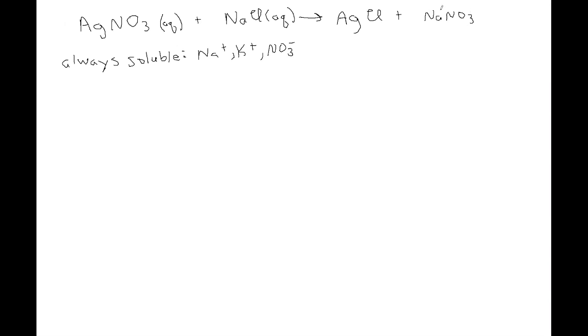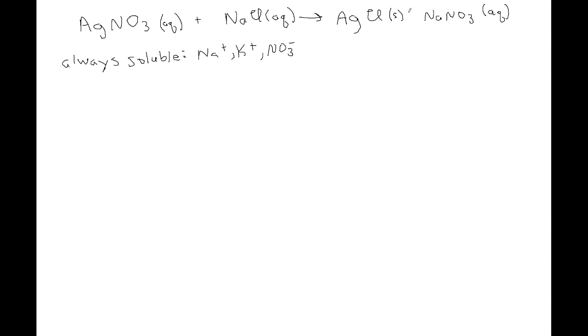Good. Can we assume that this compound will be soluble? Yeah, because it's got both sodium and nitrate. If it had either of them, that would ensure that this was soluble. So this will still be AQ, dissolved in water. Can we assume that this will be soluble? No, because neither of these are things that are always soluble, so it actually turns out that this will precipitate out.